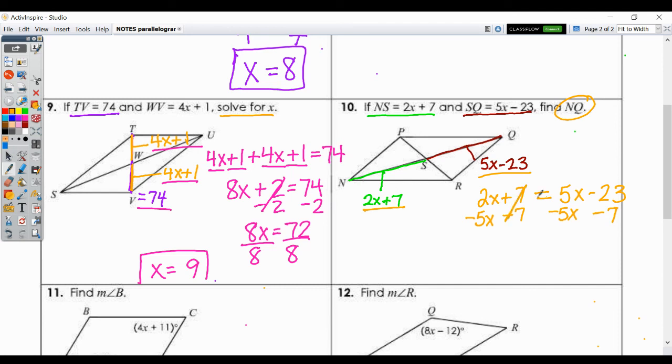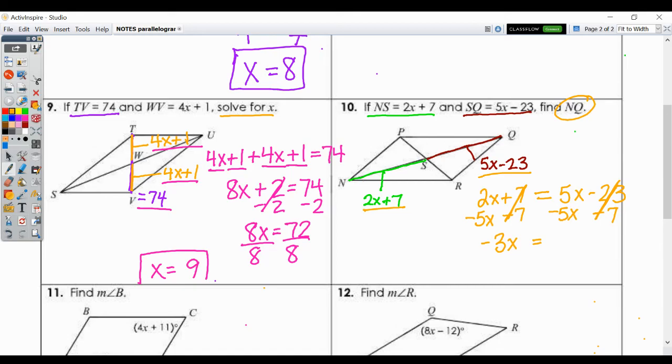So that's going to cross out. That will cross out. So I'm going to have negative 3x. Oh, that didn't cross out. Oh, hold on. I've done messed up. No big deal. This crossed out. Okay. So I'm going to have negative 3x equals negative 30. Divided by negative 3, divided by negative 3. X is going to equal positive 10.